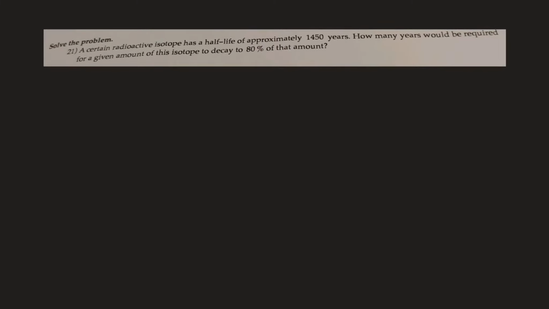Here is a radioactive isotope. It says it has a half-life of 1450 years. How many years would be required for it to decay to 80% of that amount? So this is a two-step question. First thing, they tell me I have a half-life of something. That means I maybe start with 100, and half-life means how long does it take to get half of that? So half of that would be 50. So 100 would be my P0, that's my starting amount, and then my ending amount would be this P of T, or 50.